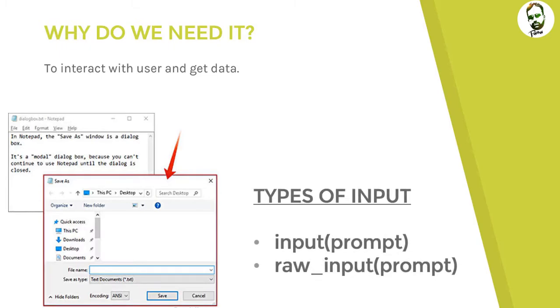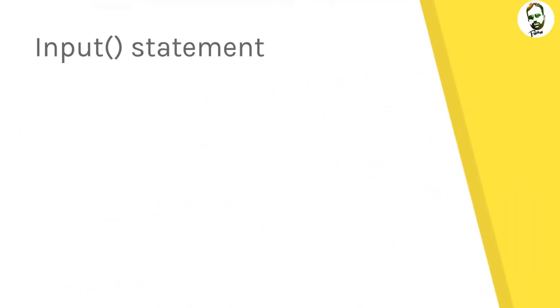There are two types of input statement, the normal input statement and the raw input. Now I won't be discussing raw input much because it is used in the older versions of Python. So first of all, the input statement. What is the input statement? The input statement is used to take data from the user.